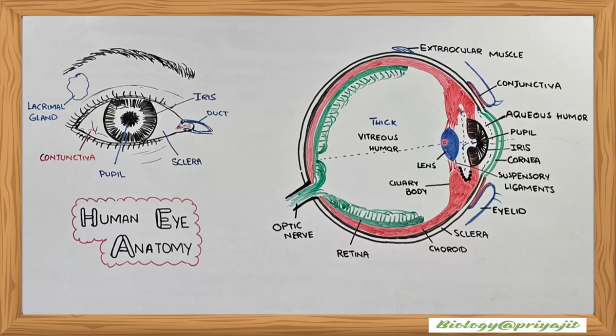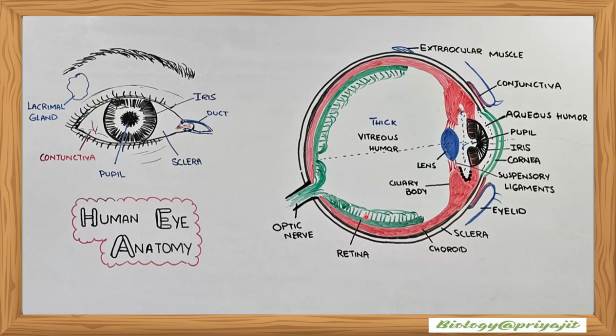The lens is located just behind the iris and pupil. The lens focuses light onto the retina. This is the suspensory ligament. It holds the lens in proper place, and there are ciliary bodies which help in lens adjustment and fluid secretion. Fluid means aqueous humor and vitreous humor. Vitreous humor is present just behind the lens. It's a thick gel filling the eyeball, giving it shape.